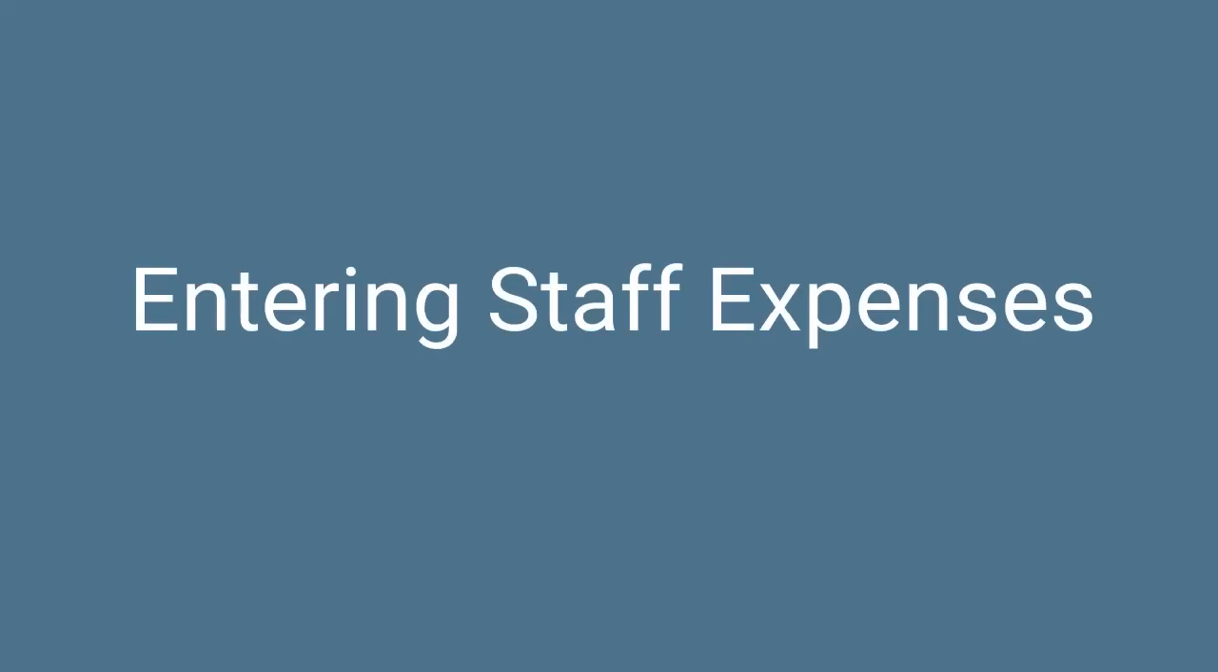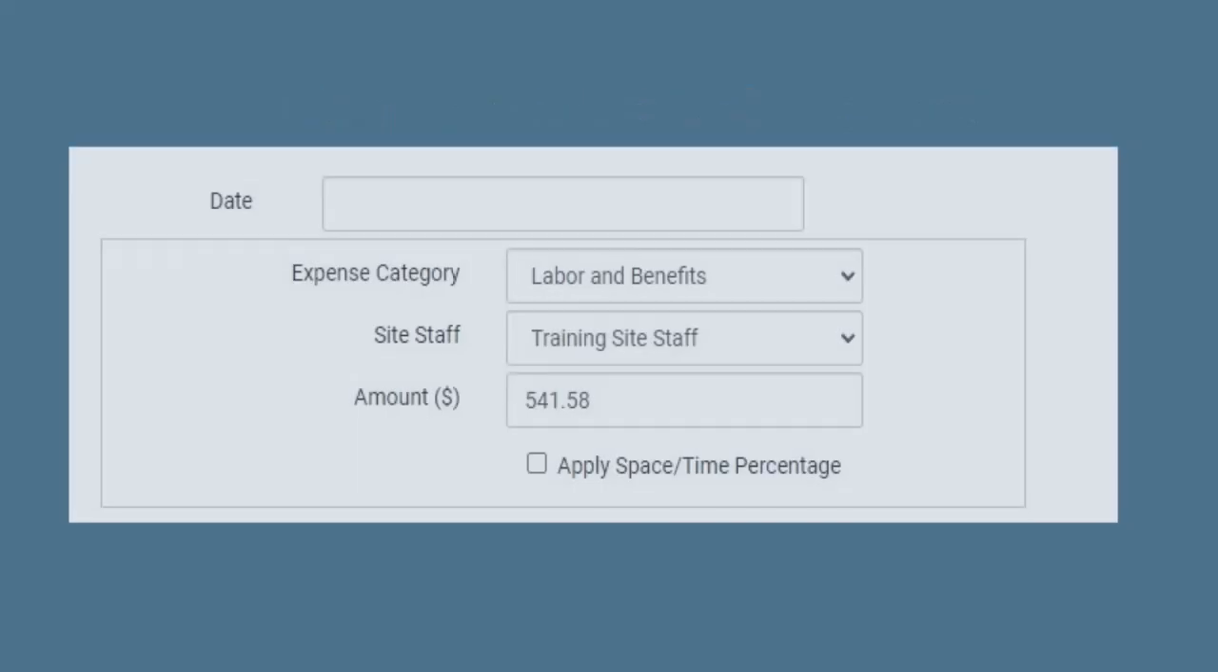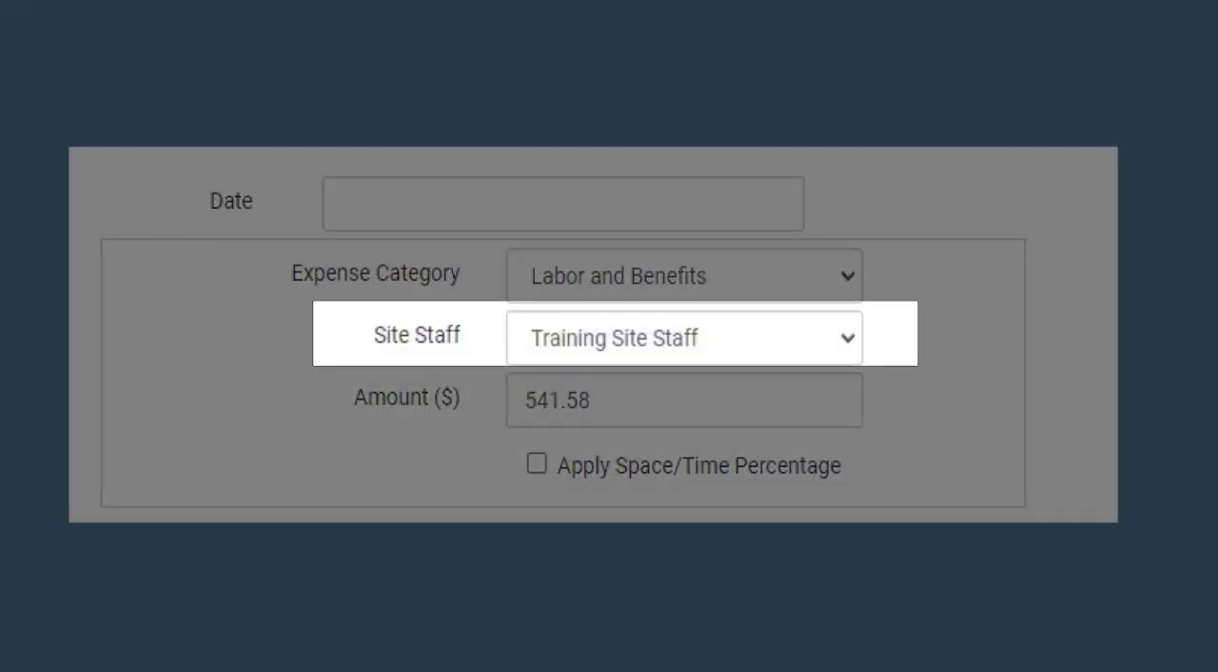Entering staff expenses. If you select any of the following expense categories, you will see an additional drop-down for site staff: administrative salaries and benefits, food service salaries and benefits, labor and benefits, or operations labor. You can associate the expense with the individual site staff person if needed. Otherwise, you can leave it at the default option, staffing expenses/no staff name specified.